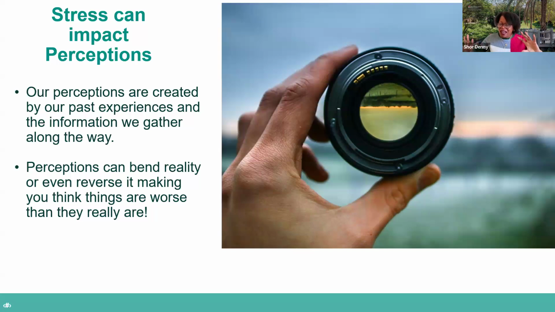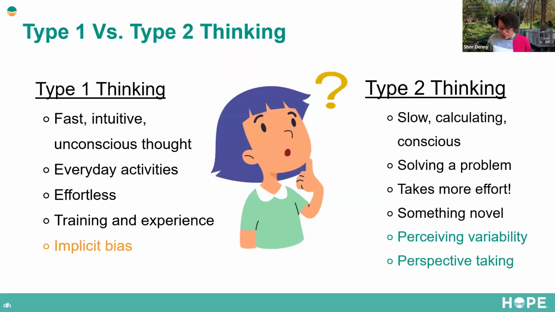Because when we have a lot of things going on in our life and we have a lot of stress, sometimes what we see is not actually reality. We kind of see things way harsher than what they are. And in this picture, it's like the lens is upside down that we're seeing things through. We see them, but we're not seeing them in the right perspective.